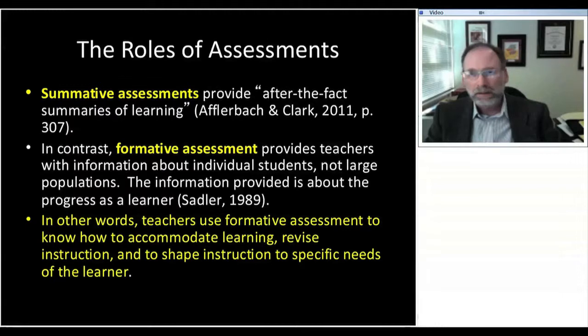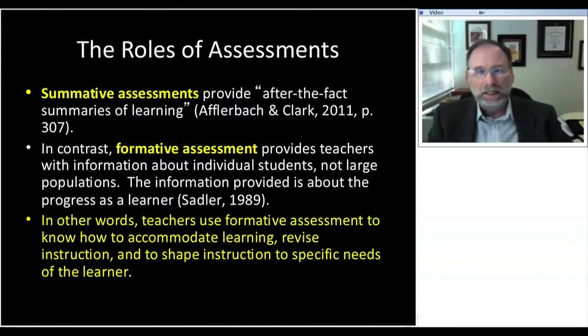I like to think of assessment in two different ways. There's summative assessments that are those type of assessments that give us after the fact summaries of learning. That's not going to help us. An after the fact summary of learning will tell us what happens after instruction. But what we need is something to help us guide the formation of our instruction, and that's called formative assessment.